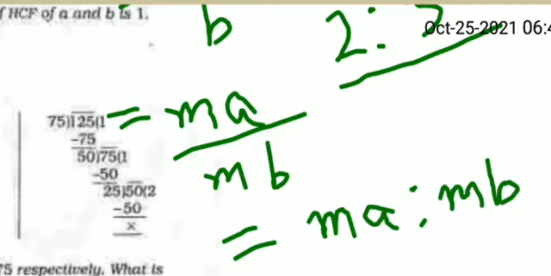In the case of division also it is the same. If we divide the first term and second term by any non-zero number, then the resultant ratio will be the same as the initial ratio. Clear to all?